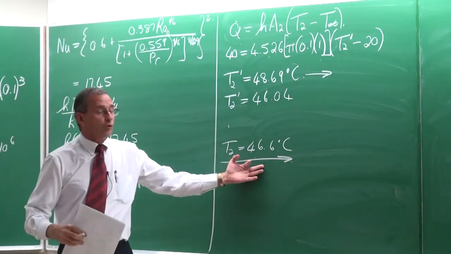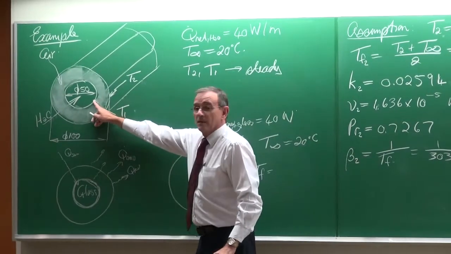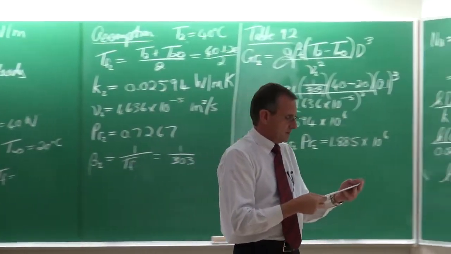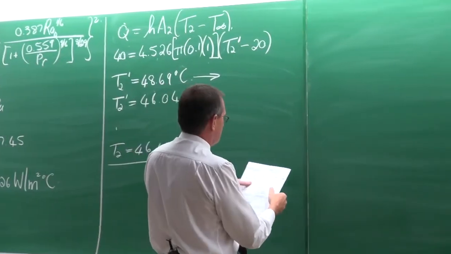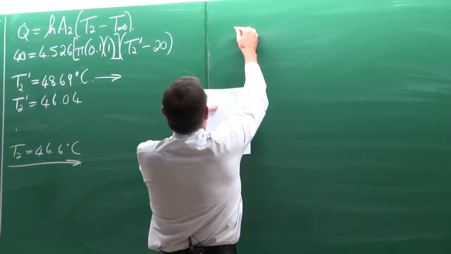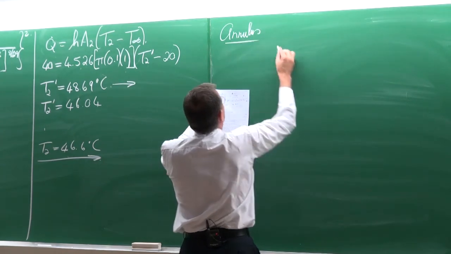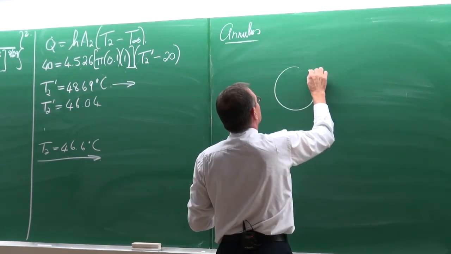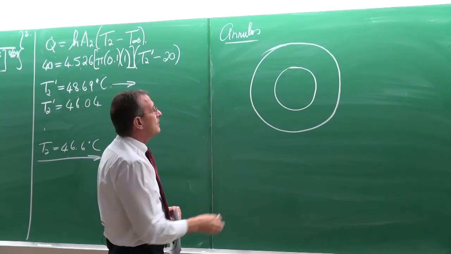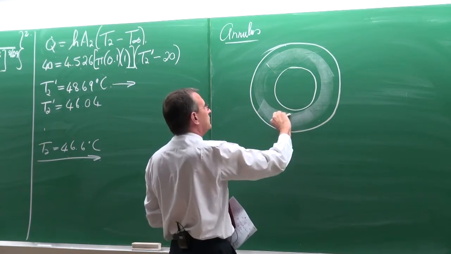Okay, so this is now for the glass. The other part of the question was, we also need to get the wall temperature of the aluminium. So let's do that. What we have now is an annulus, an enclosed annulus. So we've got that as the aluminium, and there is the glass. And this is now the area in which we have natural convection.